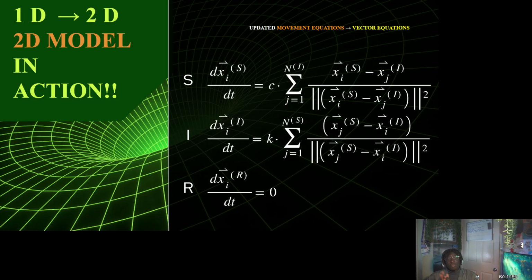And on the right, we're actually going to be taking the norm of the distance between susceptible and infected. The recovered equation stays pretty much the same, but all the key ideas are the exact same for 2D as they were in 1D. So we can get straight into showing you guys some scenarios, and let me know what you think.